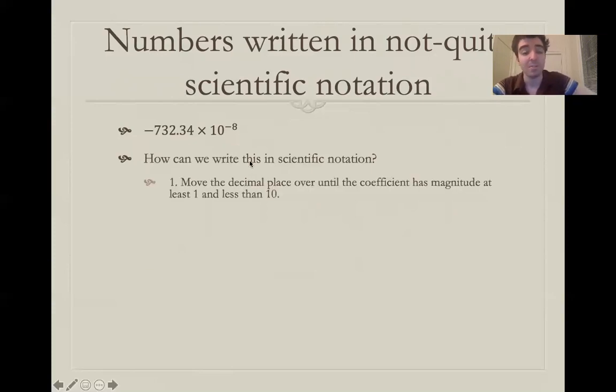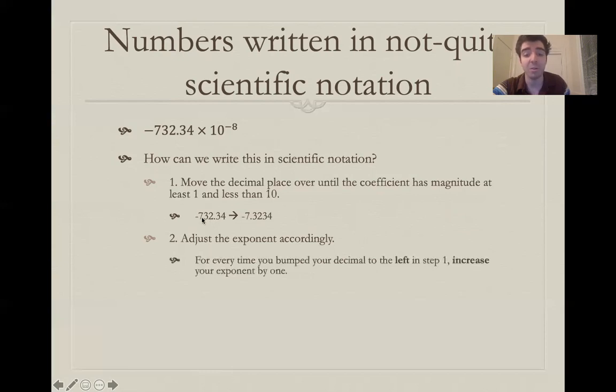First, move the decimal place over until the coefficient has magnitude at least 1 and less than 10. So basically, move this over 1, 2 places. And remember how many places you moved it over. Next, you need to adjust your exponent accordingly. For every decimal place you move over to the left, you're going to increase your exponent by 1.